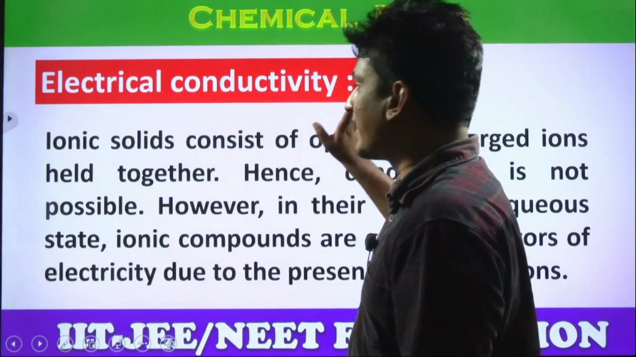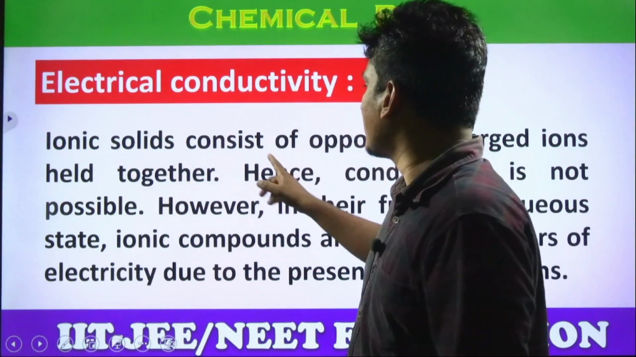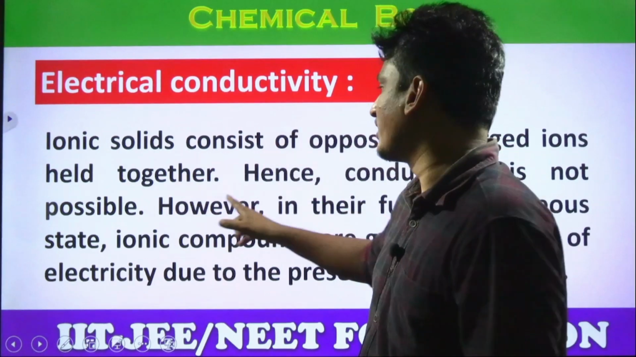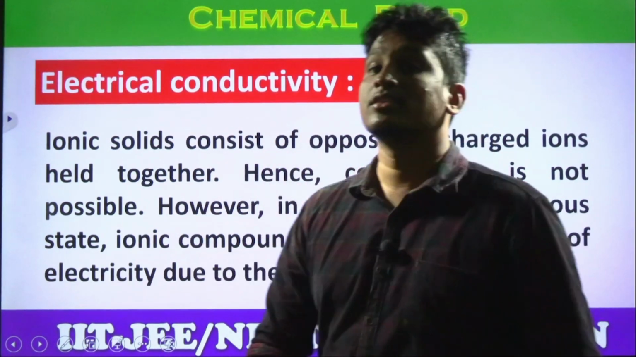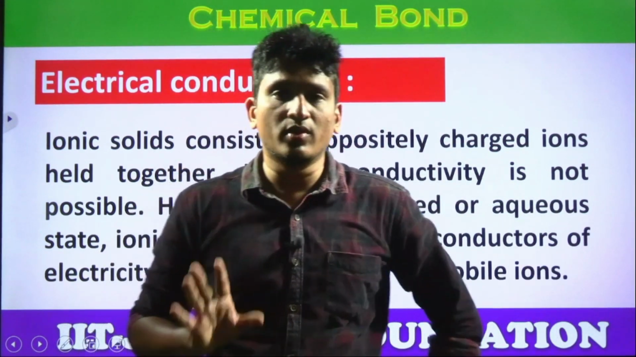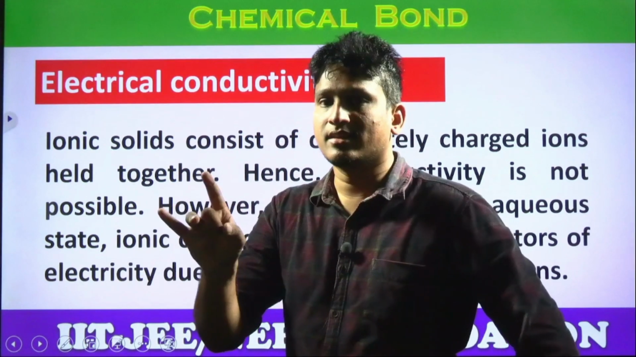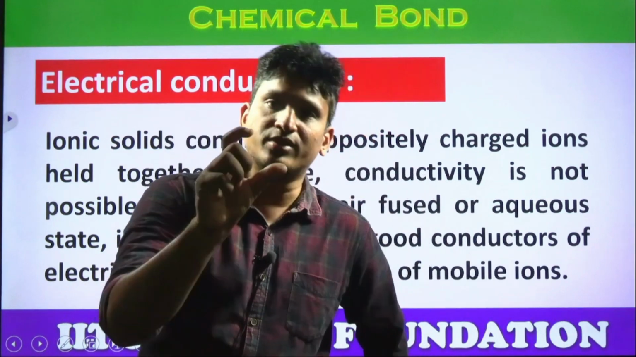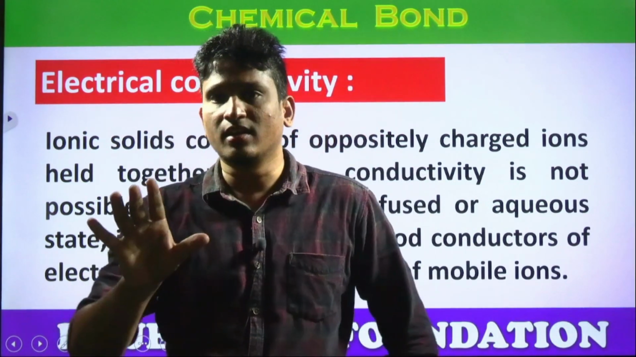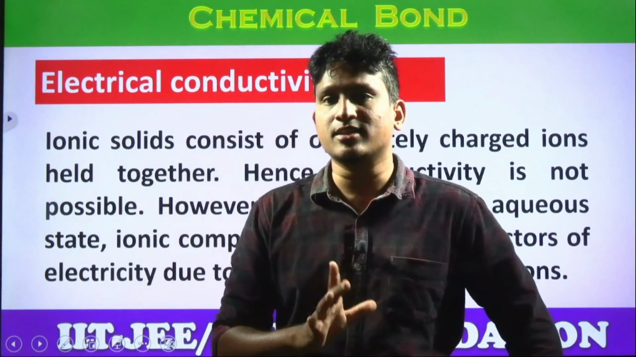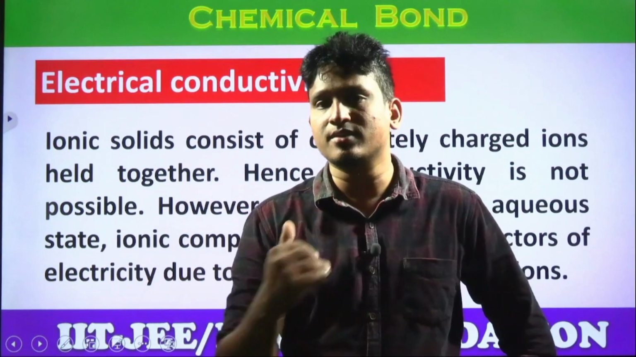Next, electrical conductivity. Ionic solids consist of oppositely charged ions held together, hence conductivity is not possible. Remember, sodium chloride in the solid state does not conduct electricity. Solid state means only pure sodium chloride does not conduct. Sir, it contains opposite ions, right? It contains opposite ions. Ions are the carriers of electricity.